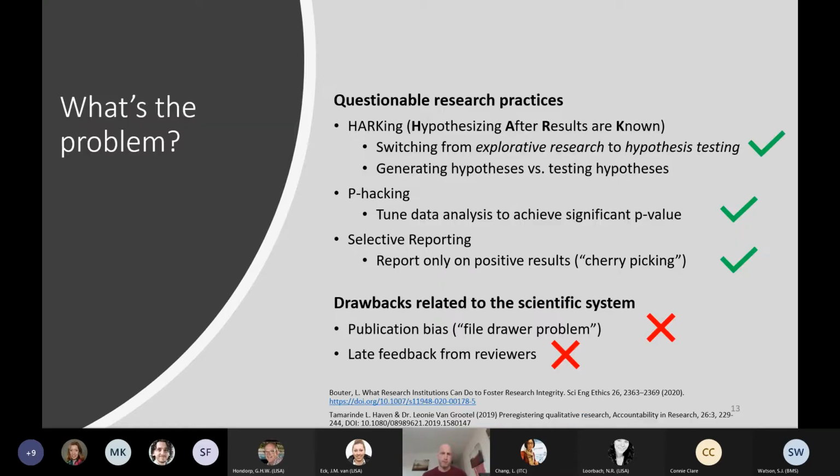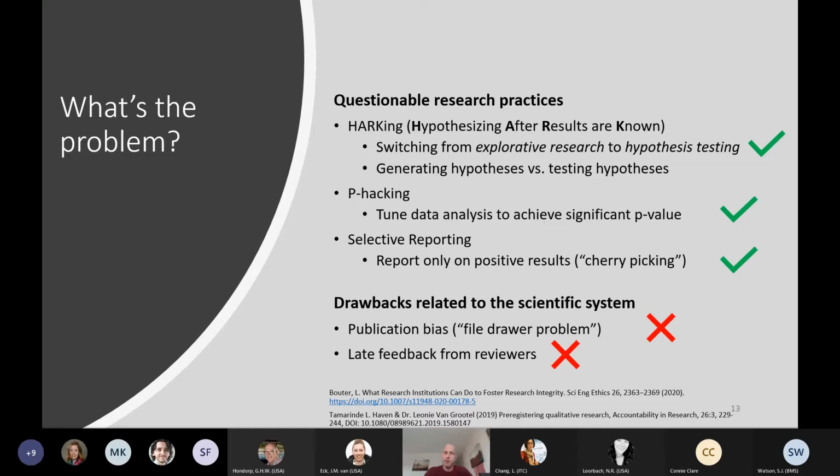Going back to our problems. So to which problems does pre-registration contribute? First of all, HARKing, so hypothesizing after results are known. Switching from explorative research to hypothesis testing is not possible anymore, since you were asked at the beginning which of the two you are actually doing. And by providing details regarding the analysis plan, you also cannot do p-hacking.